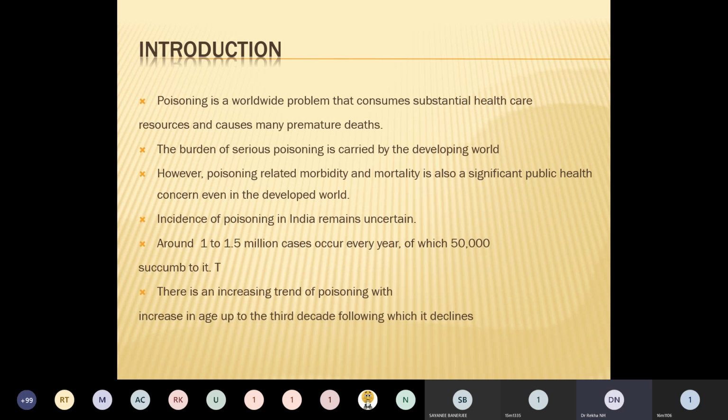So, introduction. Poisoning is a worldwide problem that consumes substantial healthcare resources and causes many premature deaths. The burden of serious poisoning is carried more in the developing world than the developed world. Poisoning-related morbidity and mortality is also a significant public health concern in the developed world. In India, the incidence of poisoning remains uncertain. Around the world, around 1 to 1.5 million cases occur every year, out of which 50,000 succumb to it.